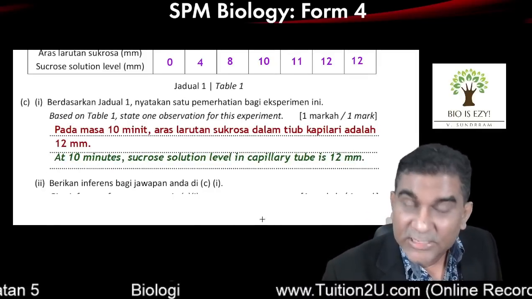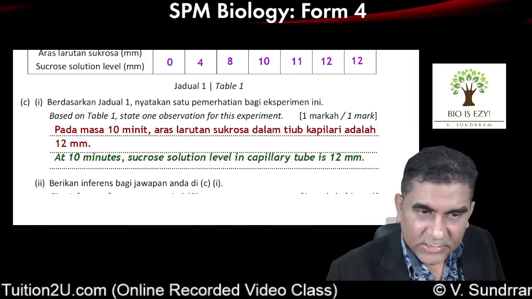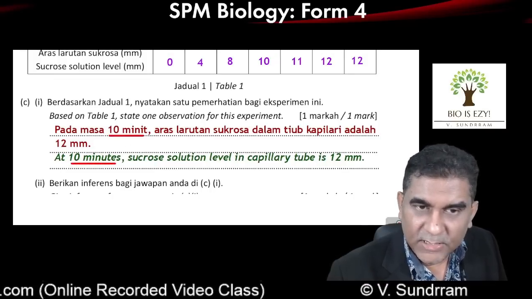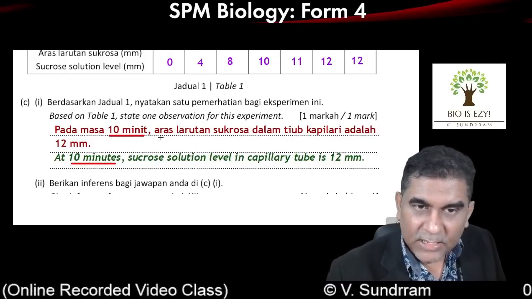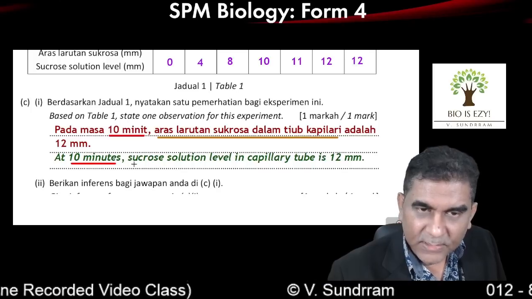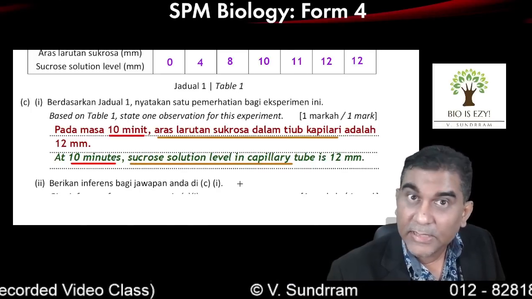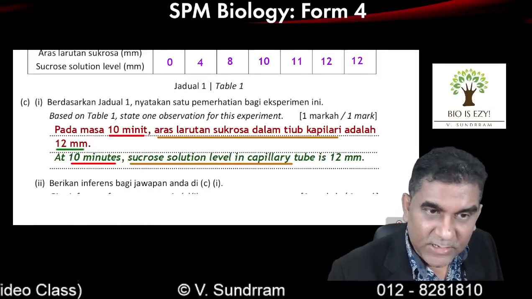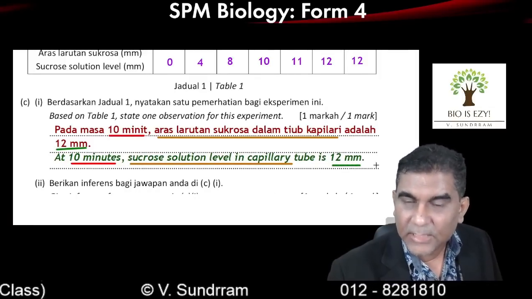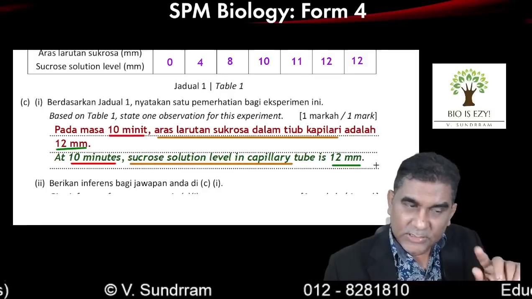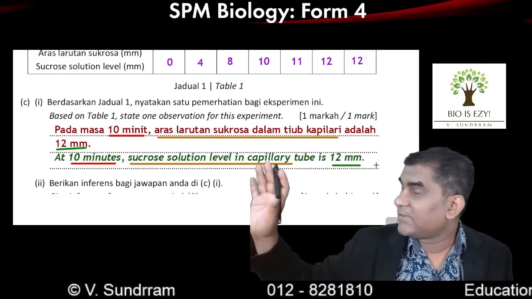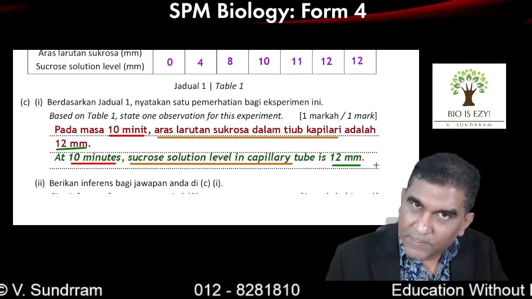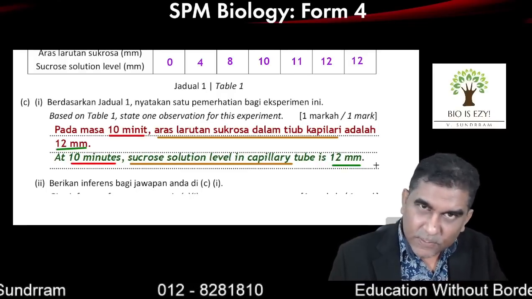The point is, yang penting ialah, in here, this is the manipulated variable. Ini adalah pemberi ubah dimanipulasi. Ini adalah pemberi ubah bergerak balas. This is responding variable. Another important point in this answer is, you have the data. 12 mm is the data. Ada pemberi ubah dimanipulasi, ada pemberi ubah bergerak balas, ada data. Dapat 1 markah. You have the responding, you have the manipulated, you have the data, that's 1 mark.